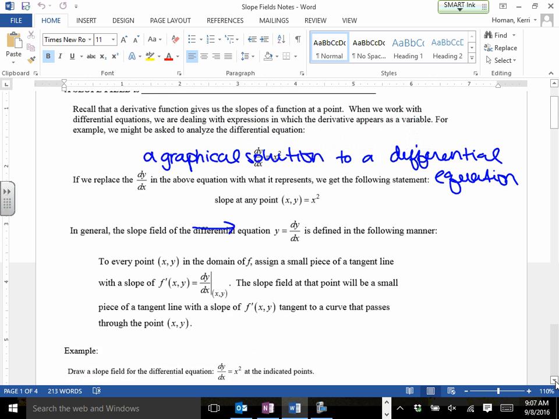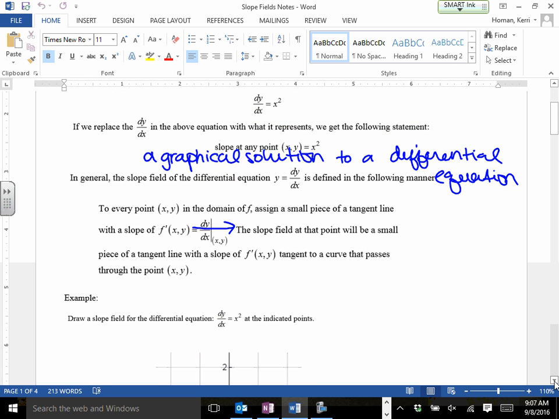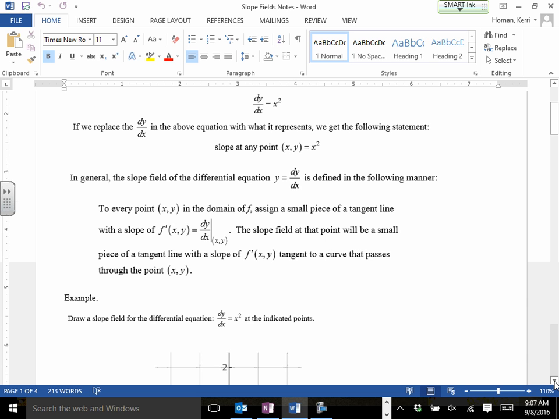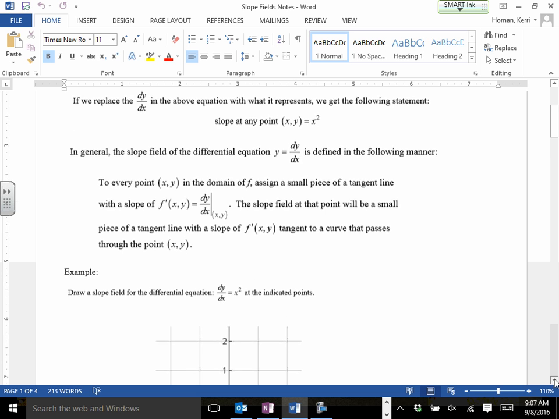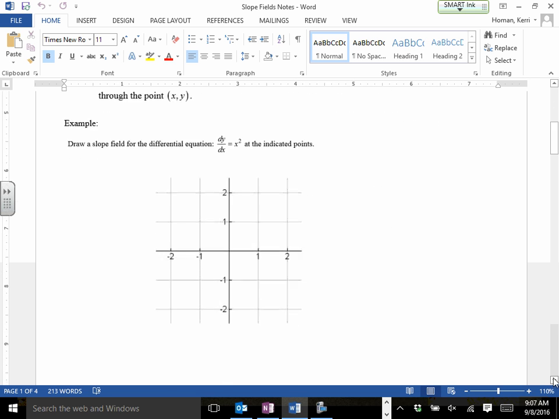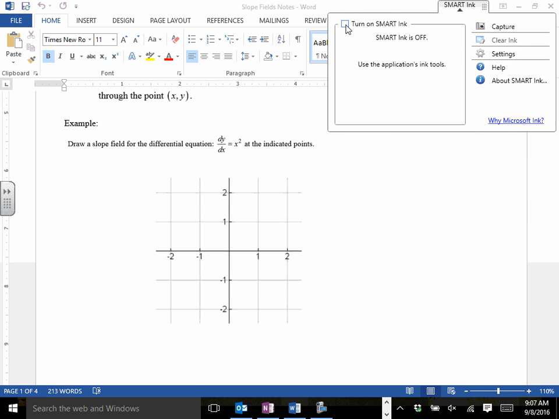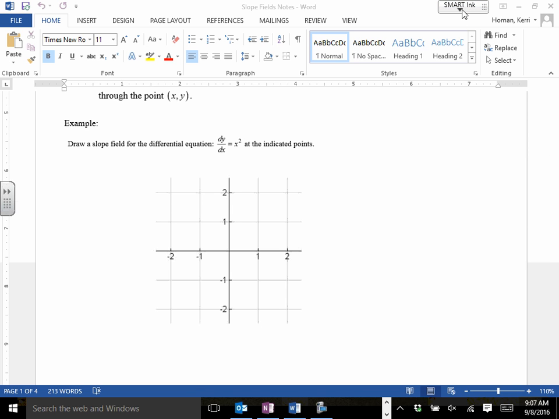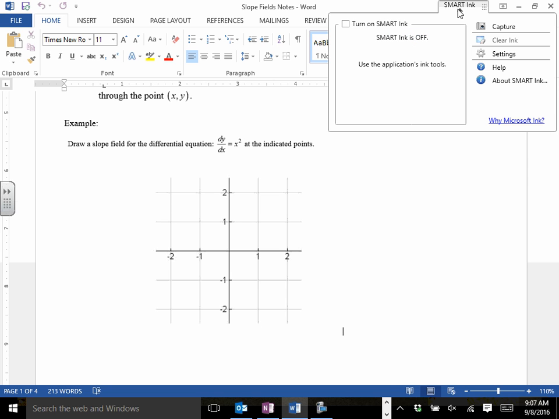Oh, come on. I thought it would stay there, I guess. Well, that's good.